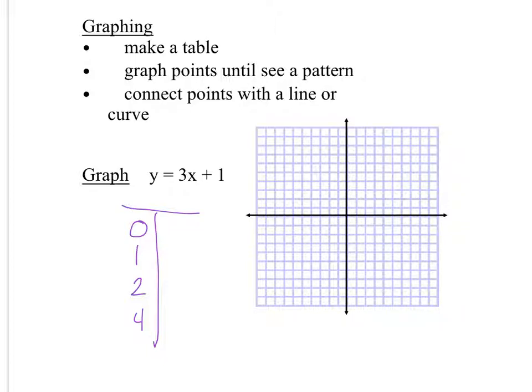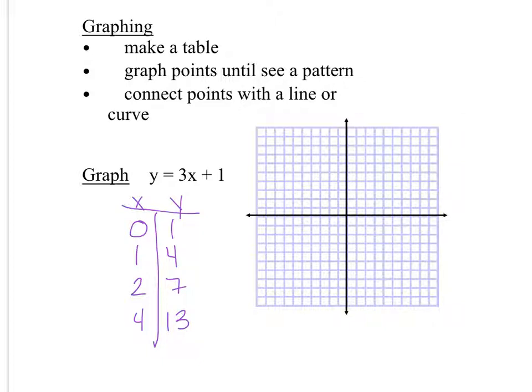And so then I plug it in for x. These are my x values. I plug it in for x, so I plug in 0, and 3 times 0 is 0, plus 1 is 1. I plug in 1. 1 times 3 is 3, plus 1 is 4. I plug in 2. 2 times 3 is 6, plus 1 is 7. I plug in 4, and I get 13. Okay, so I plug those ones in.